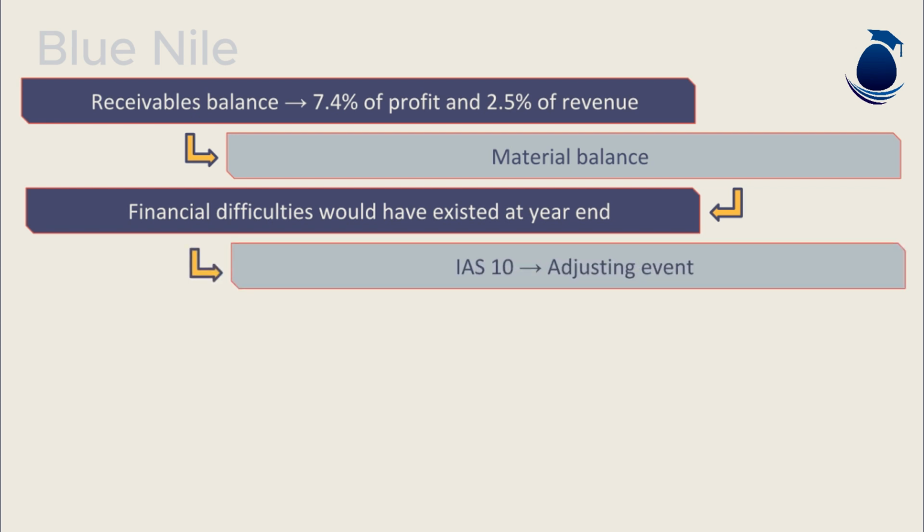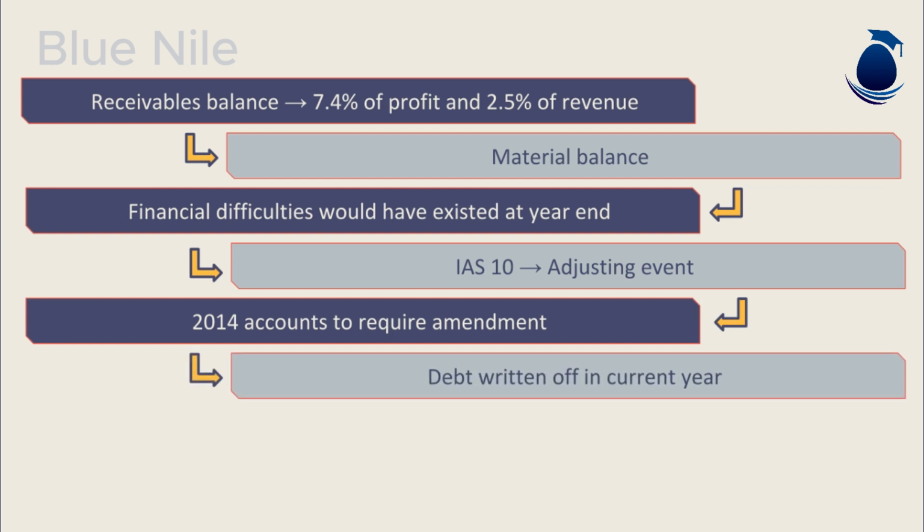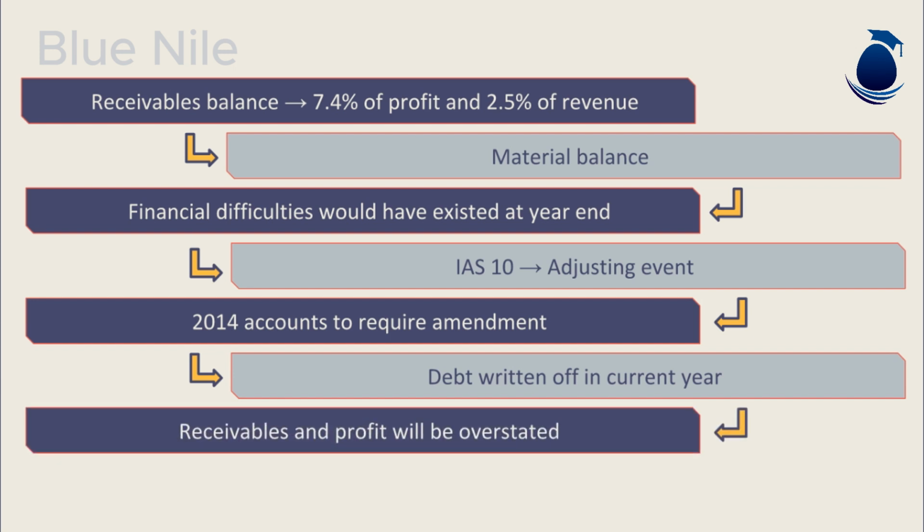IAS 10, Events After the Reporting Period, states that if the condition existed at the year end, even if not discovered until after, then it is an adjusting event. This bad debt falls into this category. The impact on the financial statements is that the 2014 accounts will require amendment. The debt should be written off this year rather than in the following year. Otherwise, receivables and profit are overstated with a material misstatement.